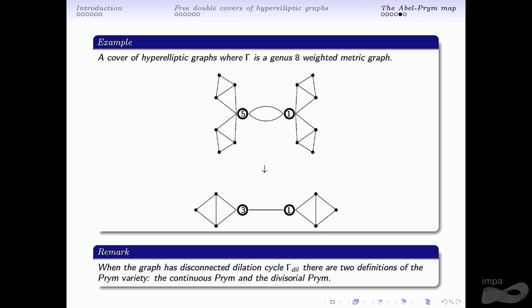And as a remark, when the dilation cycle is not connected, there are two definitions of the Prym, the continuous Prym and the divisorial Prym. And the continuous Prym works well in the context of moduli space. So when we have this kind of situation, we have to adjust the definitions. We have to extend also the definition of the Abel-Prym map in the weighted case. And what I'm now working on is trying to look at the extension of the Prym Torelli, maybe to some toroidal compactification, in the hyperelliptic setting.